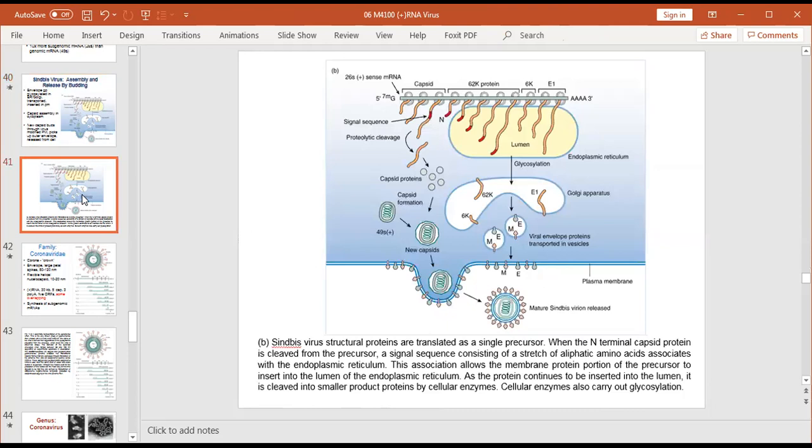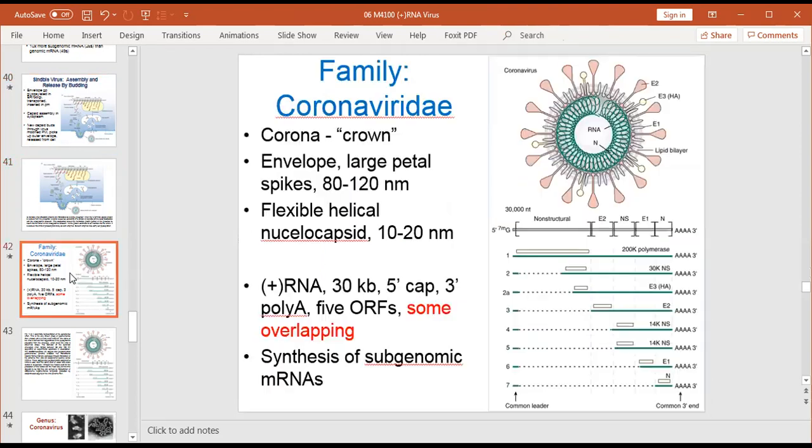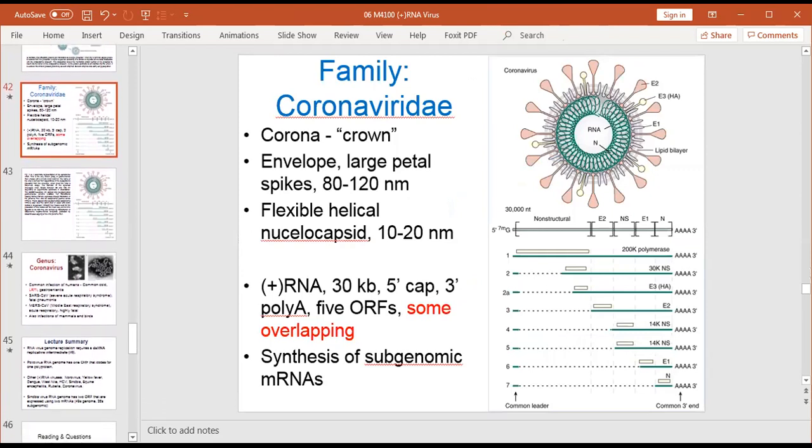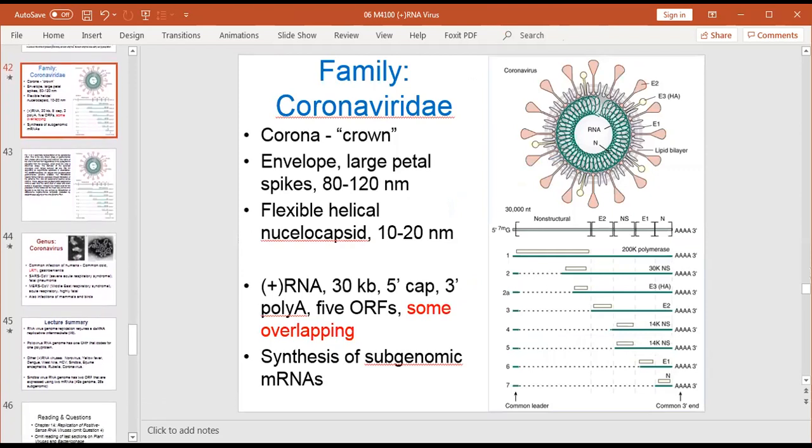Slide number 41 is just basically the same description of what we just discussed. Slide number 42, the family Picornaviridae, I'm sorry, the family Coronaviridae. Corona means crown, and it's named because of the structures on the surface of the virus that give it the shape of a crown.